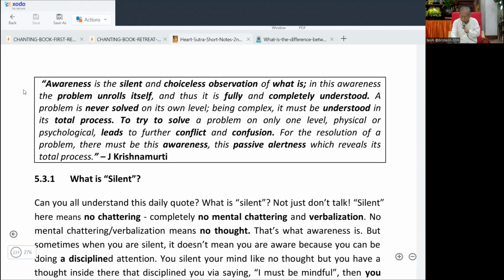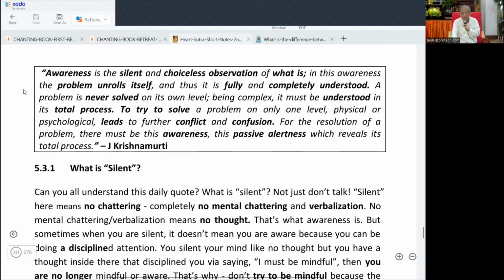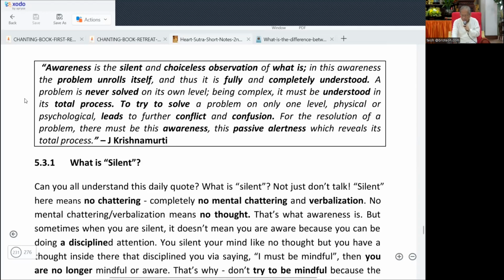Then the next one is, a problem is never solved on its own level, listen properly; being complex, it must be understood in its total process. You must see the full movement, how you are conditioned into negativity, how you stir. Then you understand who you are, what you are, and how you function as a human being. Then only can you understand what is going on.